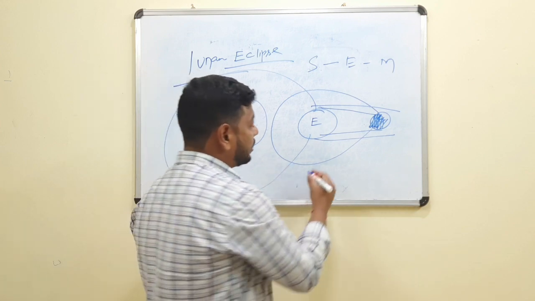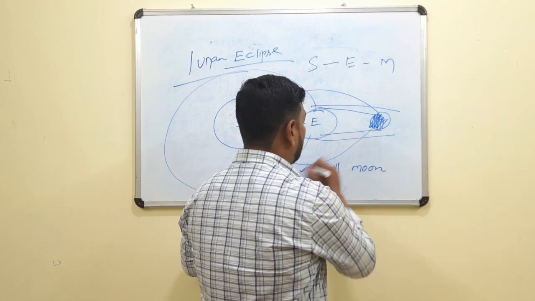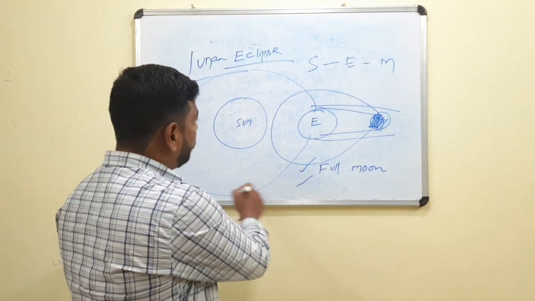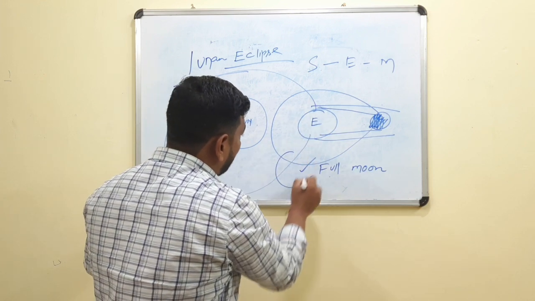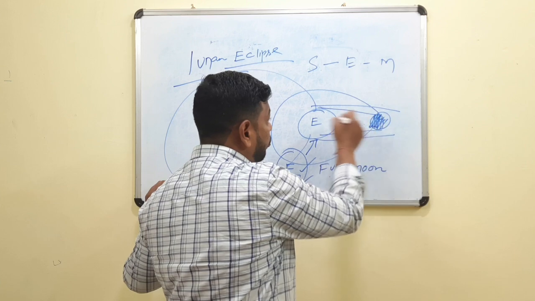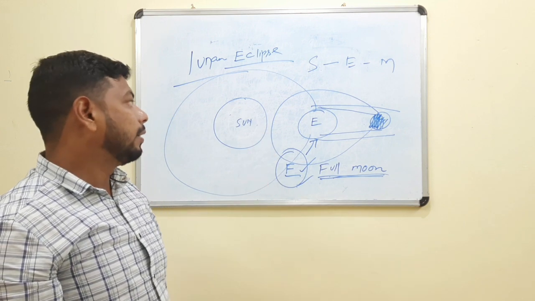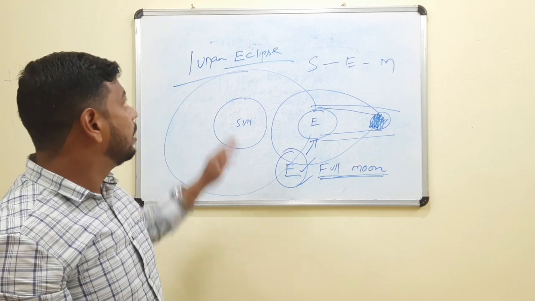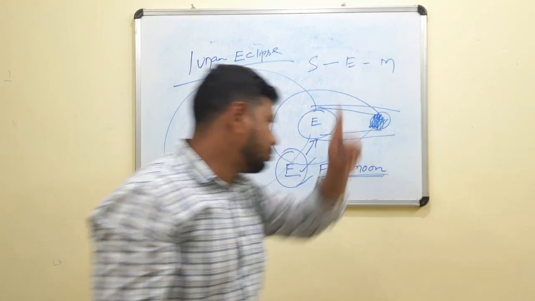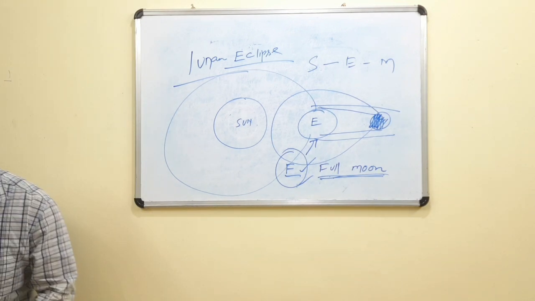Lunar eclipse occurs when earth comes in between sun and moon. First one, it occurs during the time of full moon or purnima. Okay, then what is its duration?